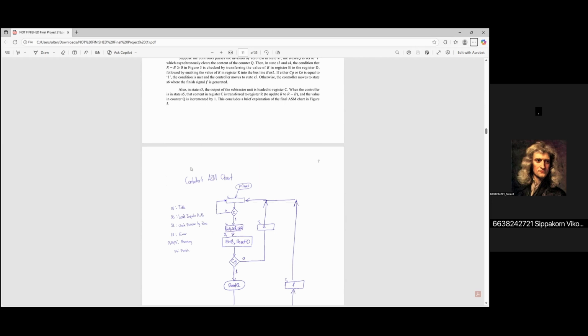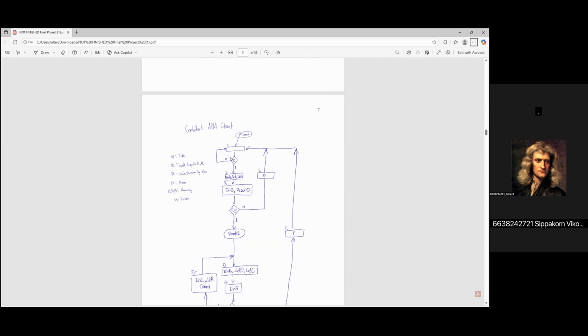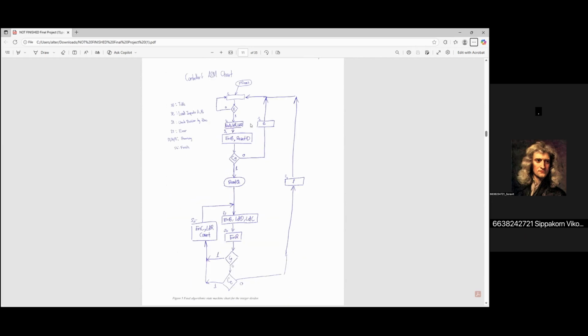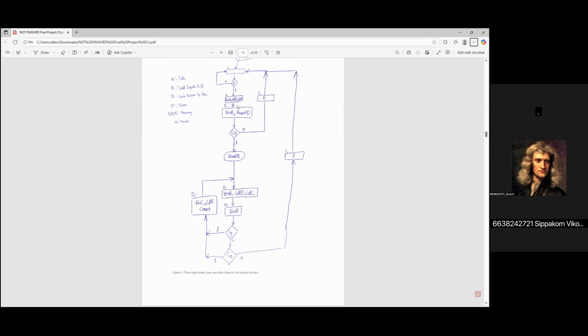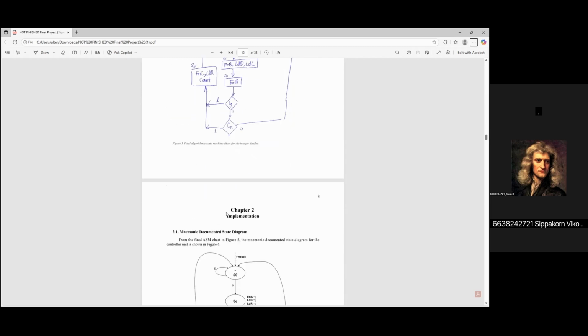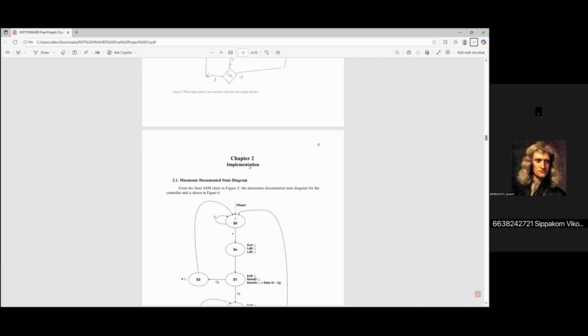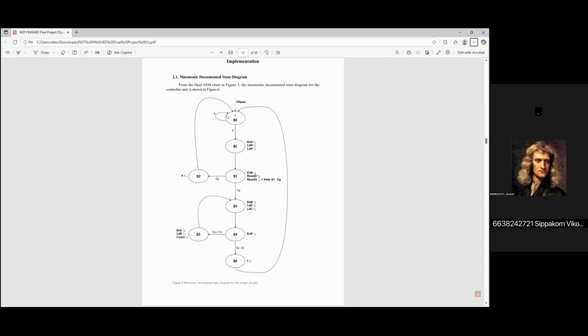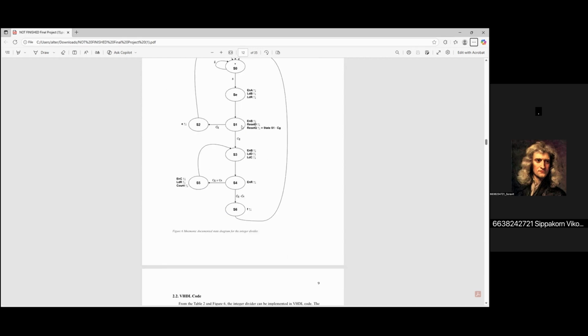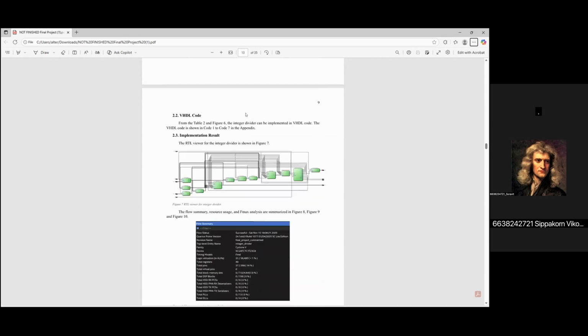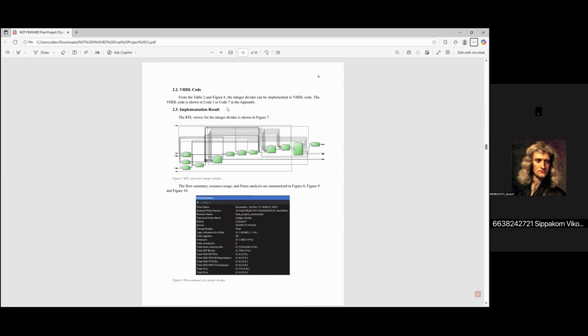And this is the final ASM chart. It is a more detailed version of the first cut ASM chart. This is also the MDS diagram of the final ASM chart, and as you can see on the screen. And I will leave it to Phakhawanon to talk about the VHDL and test bench.